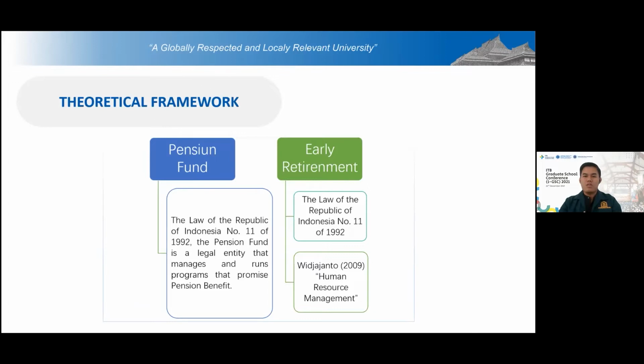And this is the theoretical framework that we use in our research. Pension fund, based on the law of the Republic of Indonesia number 11 of 1992, is a legal entity that manages and runs programs that promise pension benefits. Early retirement can be interpreted as the right to obtain accelerated retirement benefits and delayed retirement benefits and or disability pension benefits according to the context before normal retirement. On the other hand, according to Wijayanto, early retirement is one of the terms of retirement seen from the cause, namely normal retirement, accelerated retirement, retirement due to disability, and retirement due to death.